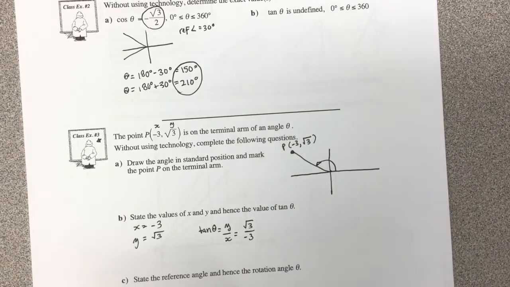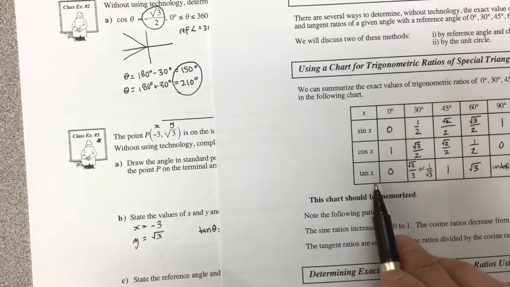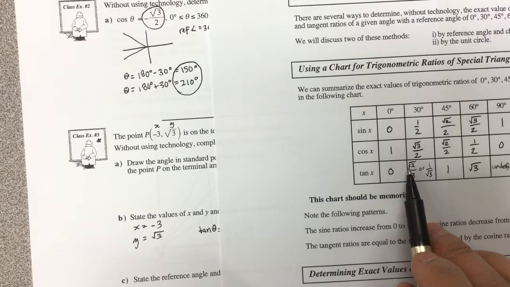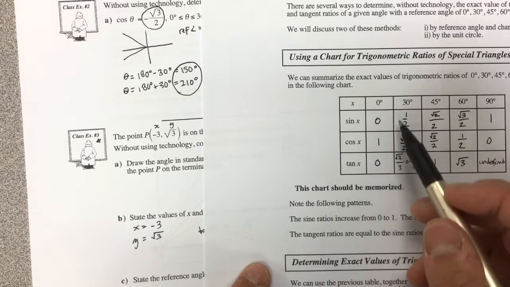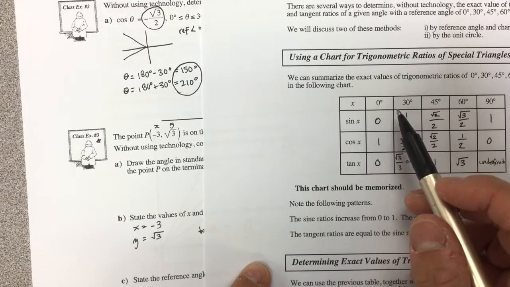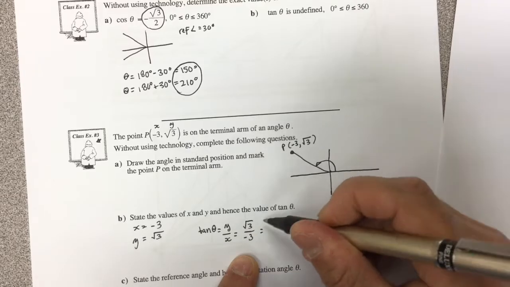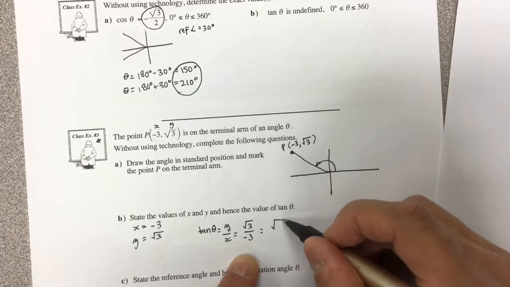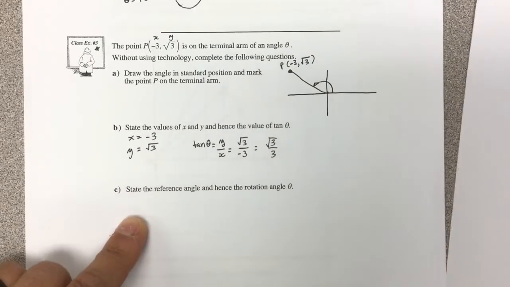Now, we want to refer to our chart. We're looking for the tan, and where I have √3 over 3, because that's what I'm looking for, is right here at 30 degrees, my reference angle of 30 degrees. But we're just looking for the value of tan theta, which is √3 over 3. And sorry, in part C, we're actually going to be stating the reference angle.